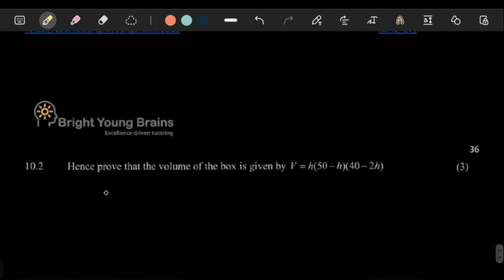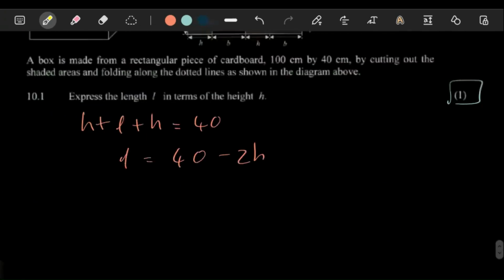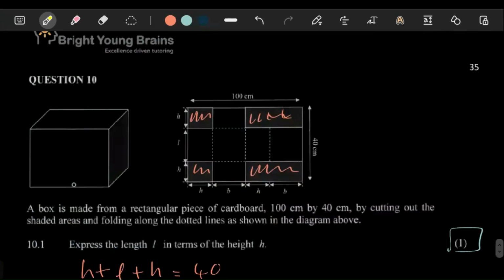So for example, here it says, hence prove that the volume of the box is given by this expression. So you see this expression is the volume in terms of h. What we already know is the volume of this shape is just length times breadth times height. That's the volume of a rectangular prism. If you look at our dimensions here, they are the ones that should help us determine the dimensions that we're going to use for volume.